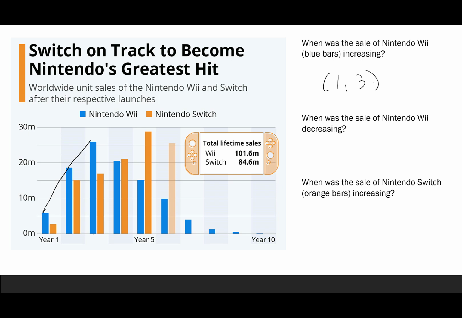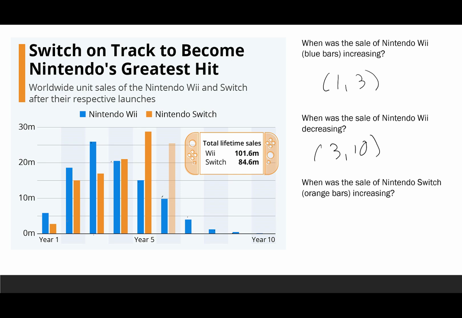And then when does it decrease? Well, starting in year 3, 4, 5, 6, 7, 8, 9. I don't even really see it in 10, but it's kind of really there. So we want to say from 3 to 10. Now let's look at Nintendo Switch. We want to know when was it increasing.